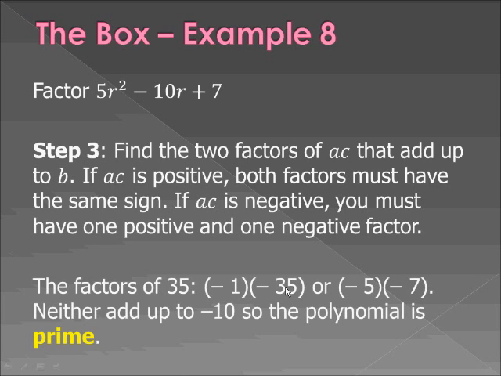The factors of 35 are pretty simple. You have to have two negative factors because your linear term is negative. So you either have negative 1 times negative 35 or negative 5 times negative 7. Since neither of those add up to the desired negative 10, the polynomial is prime, and you're done. So perhaps this wasn't the greatest example to use the box, because this is something you would do whether you use the box or not.